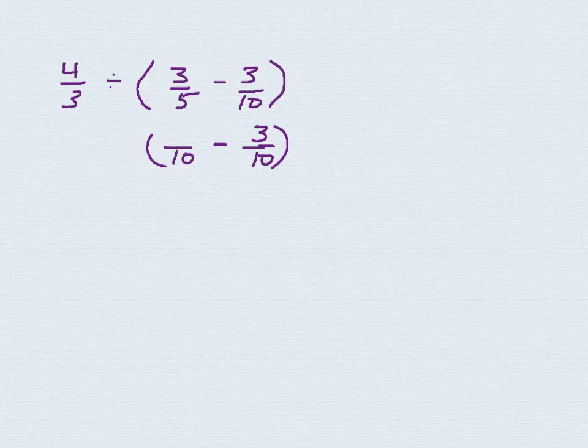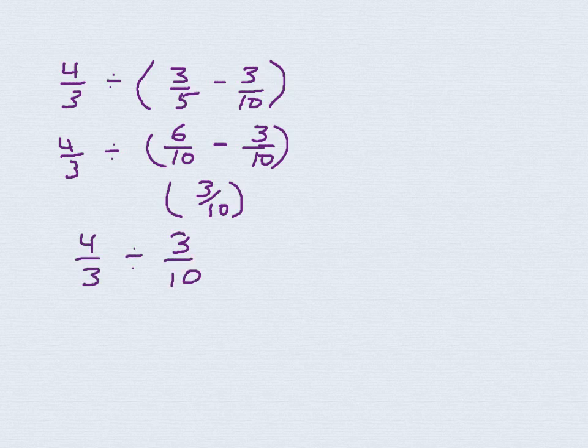If I change 3/5 into tenths, 5 goes into 10 twice. So 2 times 3 gives you 6. So 6/10 is equivalent to 3/5. And now I can complete that step. So I'm going to do the bracket. I'm going to get it down to one fraction. 6/10 minus 3/10 is going to leave me with 3/10. That bracket really is no longer necessary because everything inside of it is complete. So 3/10 is the second portion.